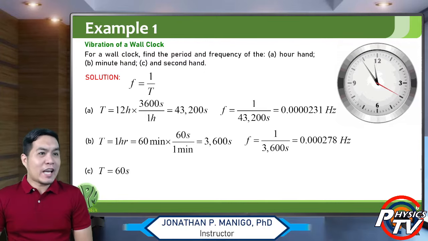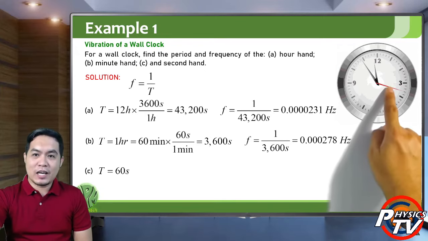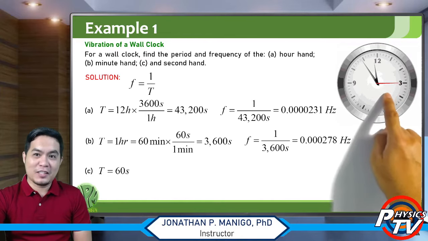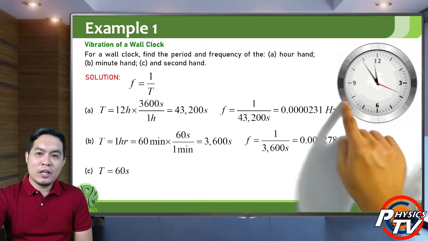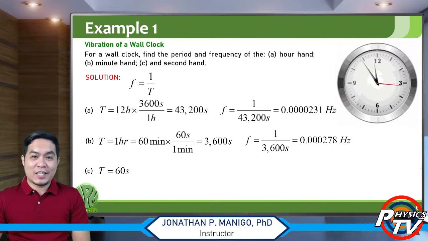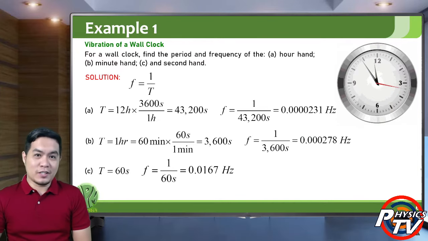So for the second hand, the period is 60 seconds. The fastest hand of all the three hands of the clock is the second hand. It will make a complete cycle in 60 seconds. So the frequency is 1 over 60 seconds, or 0.0167 hertz.